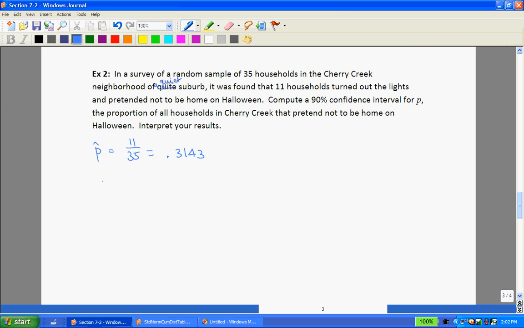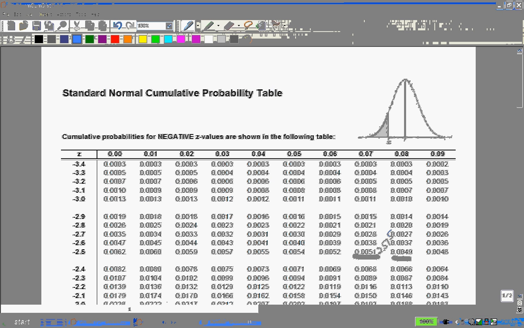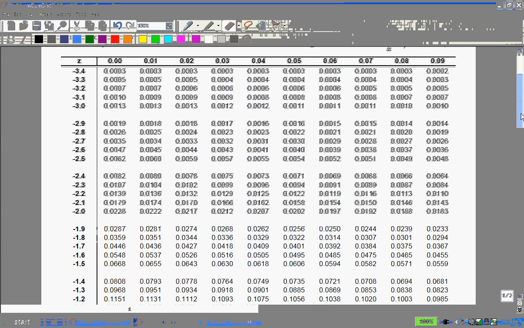The next thing I need to do is find the z-value. So first I know that alpha is equal to 1 minus 0.9, which is my confidence level, the 90%, which is 0.1. But to get alpha over 2, I'm going to take that 0.1, divide by 2, and get 0.05. So I want to look up z sub 0.05 on my table. So remember, that's the area in the tail. So 0.05, not 0.005, that's what we looked at last time.